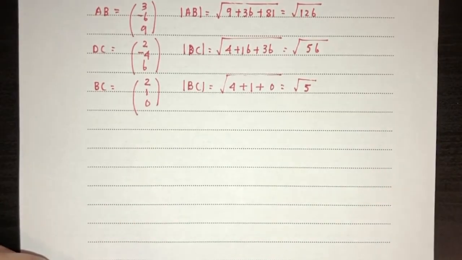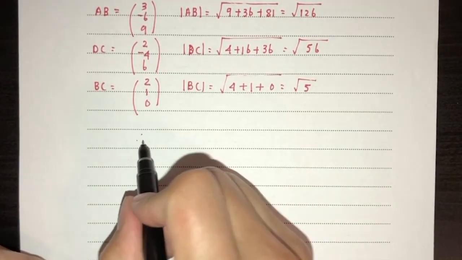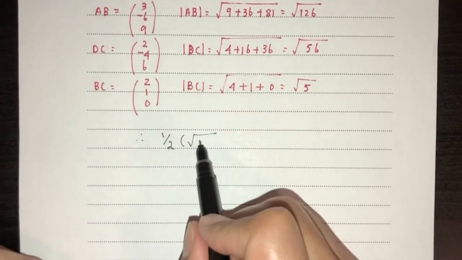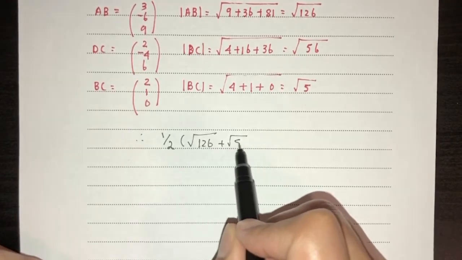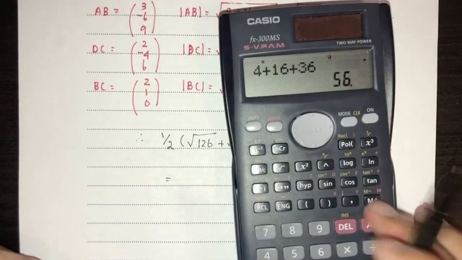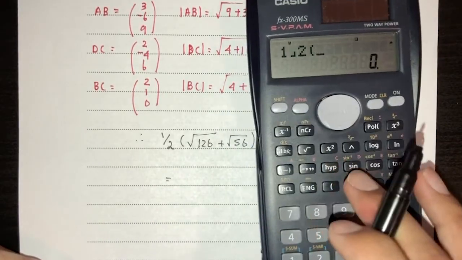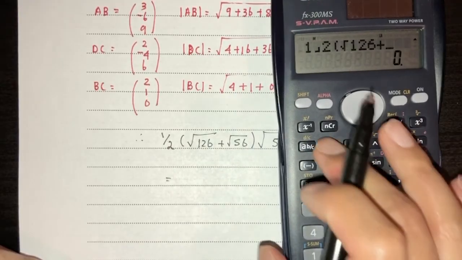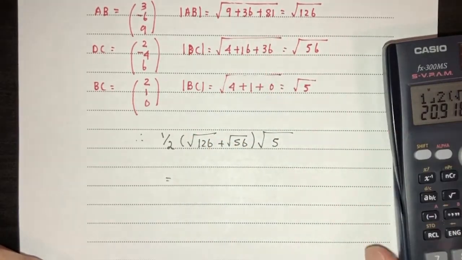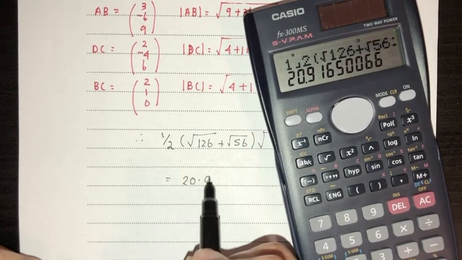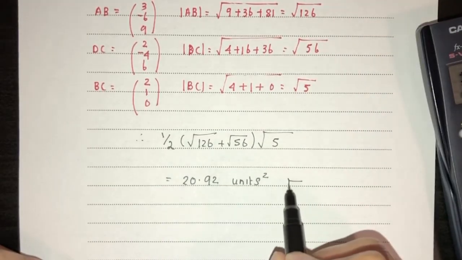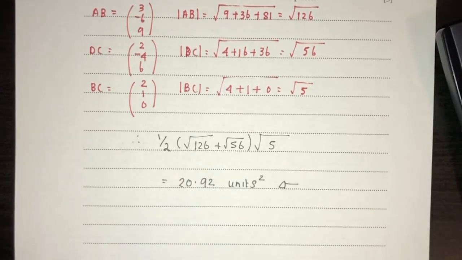So finally, using those values, we can find the area of the trapezium, which is half times the sum of parallel sides. So these two sides will be root of 126 plus root of 56, and times the perpendicular height. Let's see what we get. So half times root of 126 plus root of 56 times root of 5. We have to give the answer correct to 2 decimal places. That will be 20.92 units square. And that will be your answer for the question.